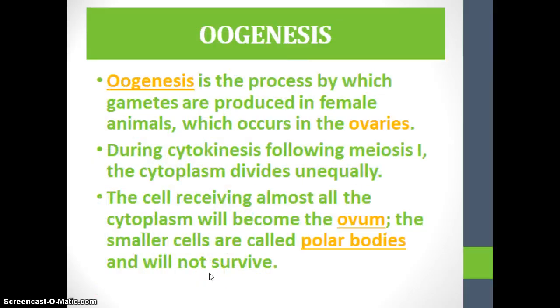On the other hand, the other process that occurs before fertilization is oogenesis. This is the process by which gametes are produced in female animals, and this occurs in the ovaries. During cytokinesis following meiosis I, the cytoplasm divides unequally. The cell receiving almost all the cytoplasm will become the ovum, and the other smaller cells are called polar bodies and will not survive. The next slide will indicate a diagram of oogenesis, which I will walk through.